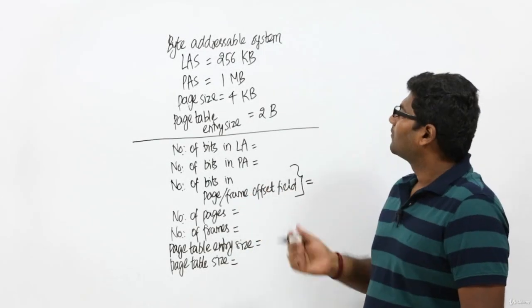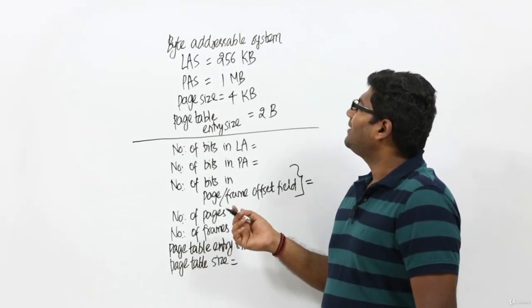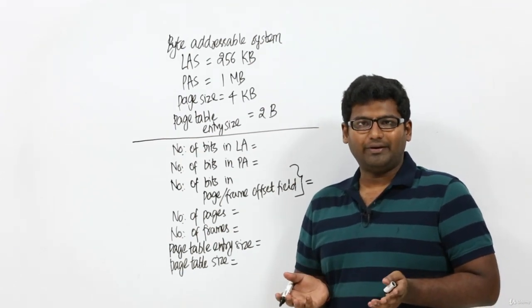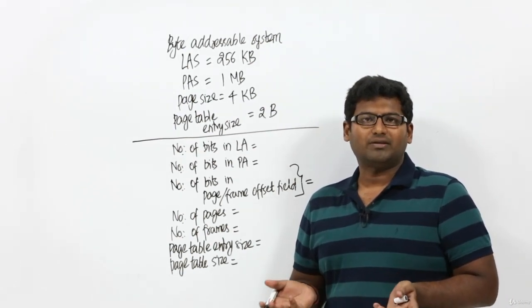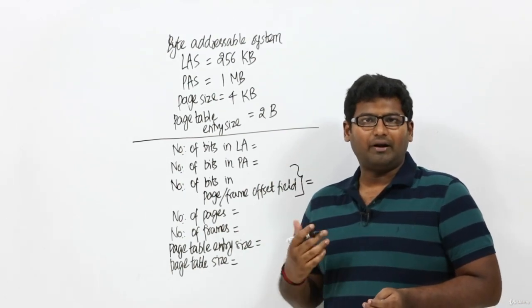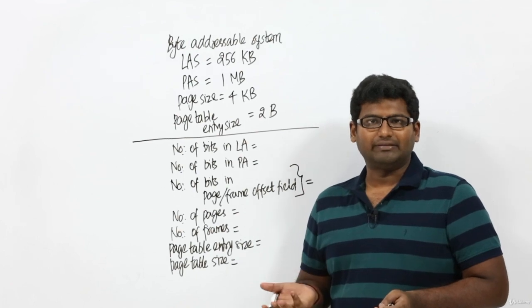Let's solve this problem. They have given that it is a byte addressable system. Whatever we have seen so far, we have assumed that it is a byte addressable system. What does it mean? In case we have a RAM, every byte of our RAM will be given an address, which is nothing but the physical address.